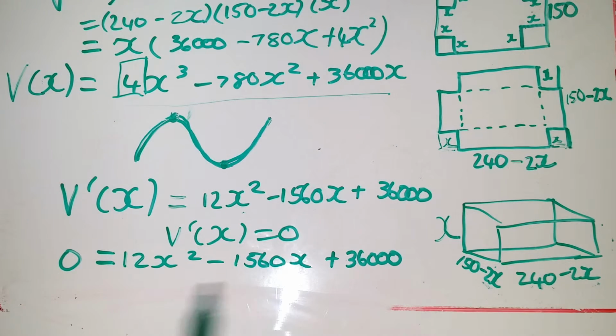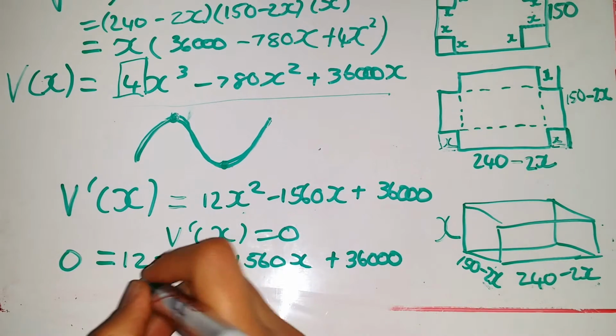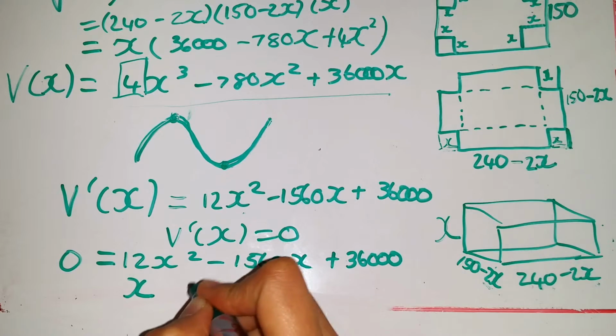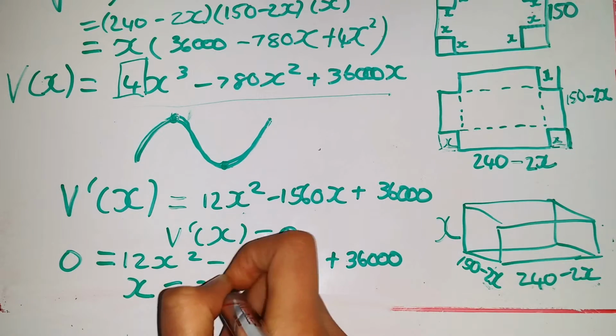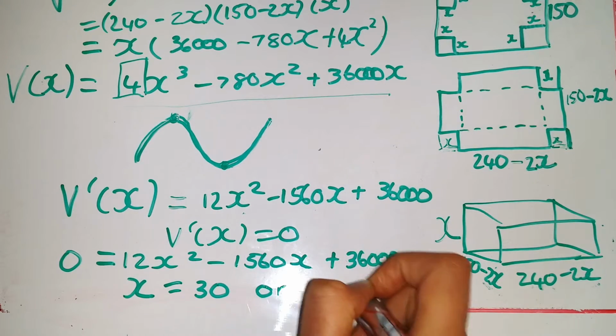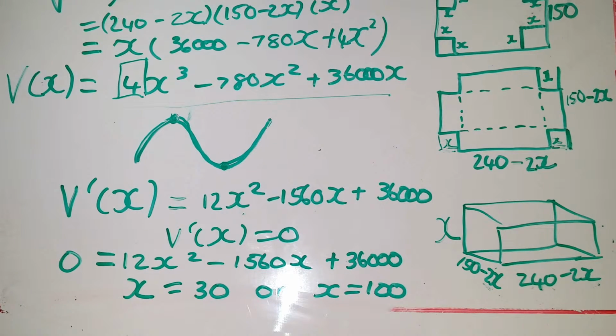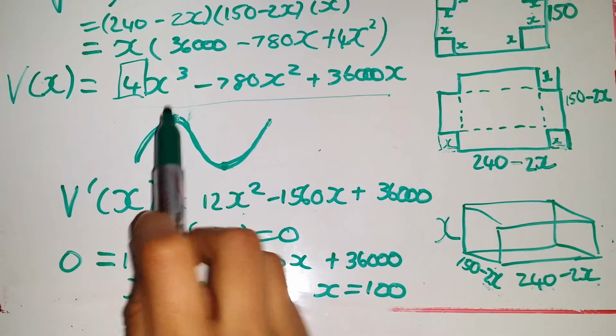Now you can simplify this and work it out, but you will get the value of x is equal to 30 or x is equal to 100. So there are two x values. We need to determine which of these x values is the minimum and which is the maximum. We need the maximum value. To do this, we look at the graph.